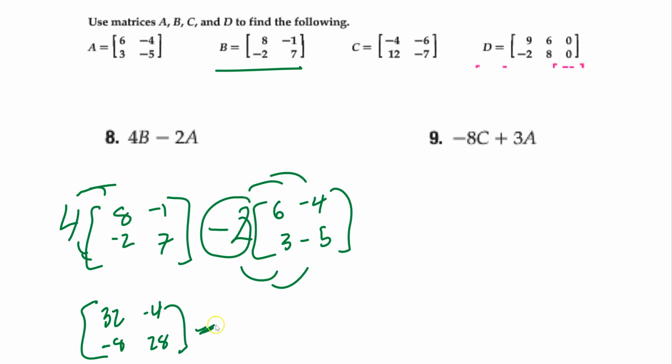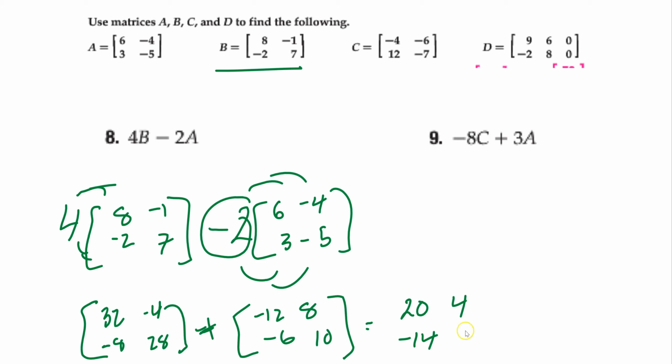So I'm going to get a plus here instead, and multiply negative 2 times all of them. Now, since I distributed the negative, I'm just going to add these. So 32 plus negative 12 is 20. Negative 4 plus 8 is 4. Negative 8 plus negative 6 is negative 14. And 28 plus 10 is 38.